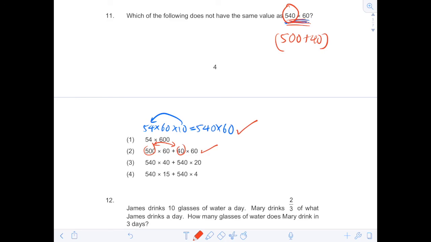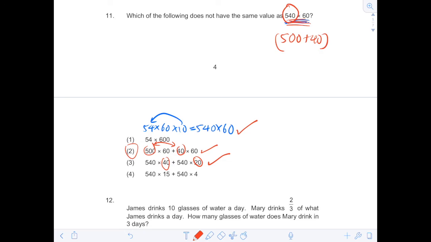Question 3, is this correct? 540 times 40 plus 540 times 20. Okay, so this is actually the same as part 2. It's just that you're doing it for the 60 now. So 40 plus 20 equals 60. So this one should be correct as well.